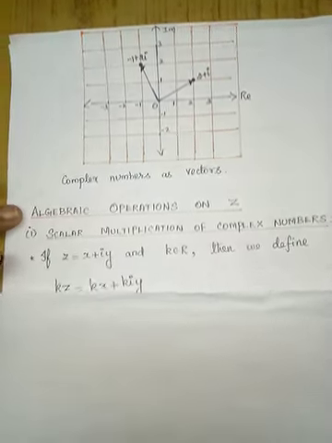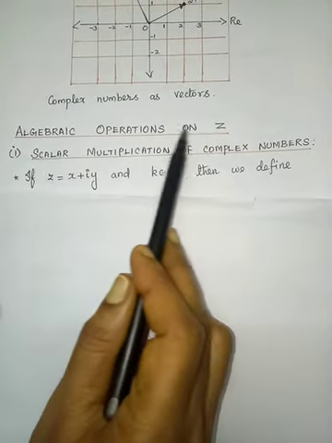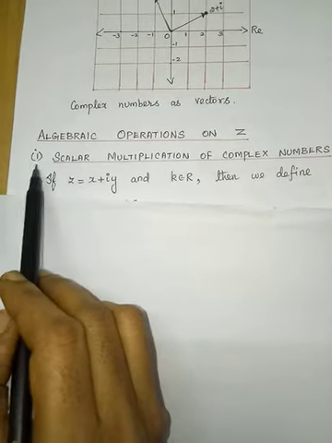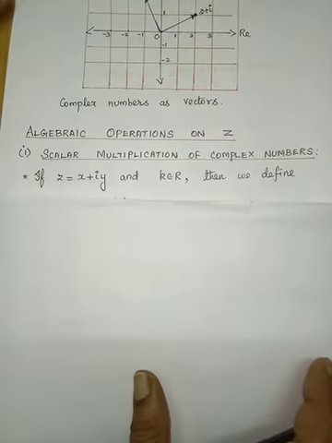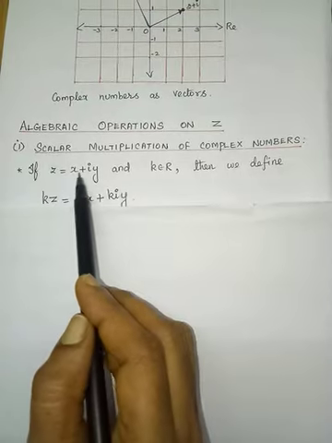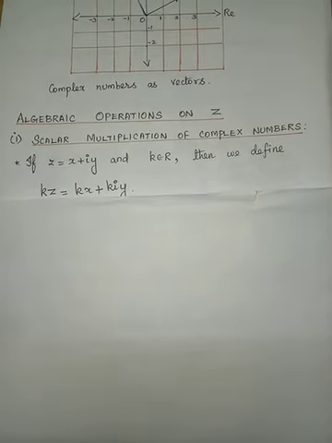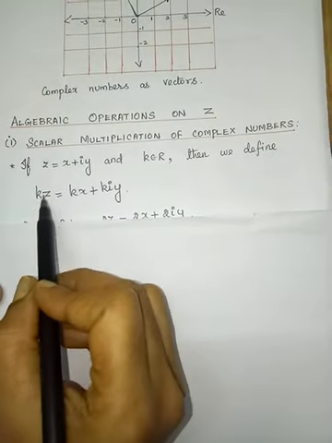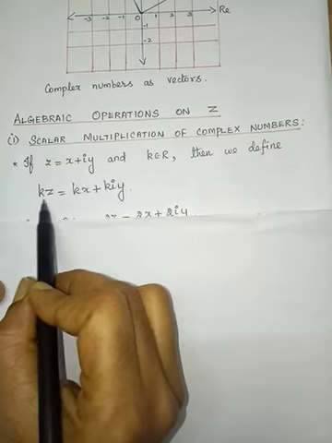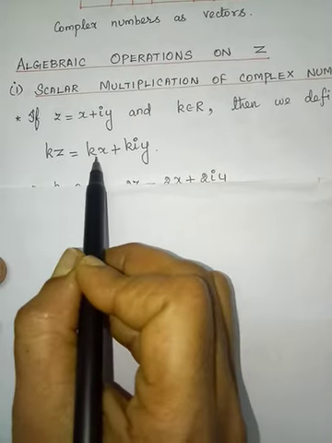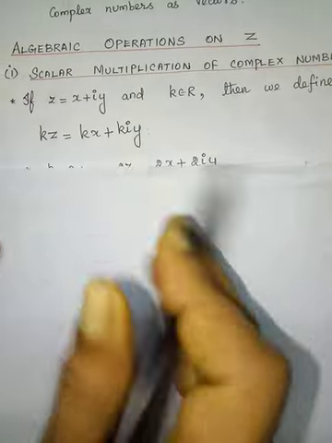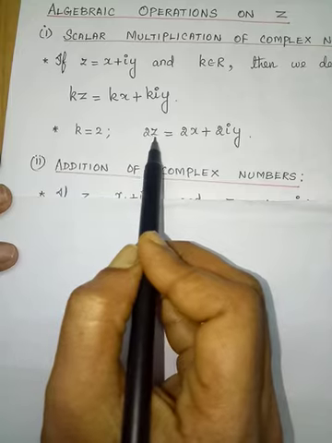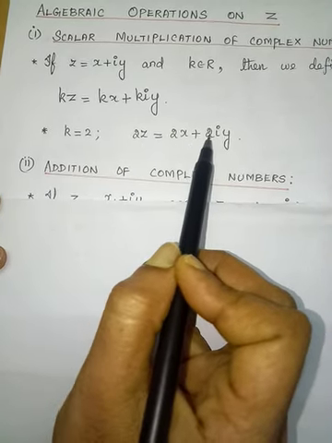Okay, see the next topic, algebraic operations on complex numbers. The first operation is scalar multiplication of complex numbers. z is equal to x plus iy is a complex number and k belongs to R, k is a scalar. The scalar multiplication of the complex number is defined as kz equals kx plus kiy. For example, I have taken k is equal to 2. So 2z, how will it be written? It is 2x plus 2iy.